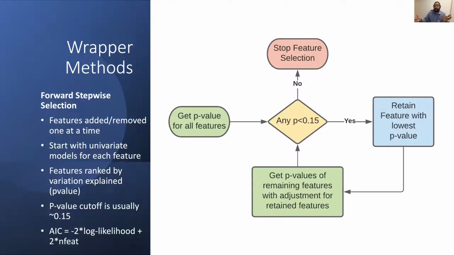Yeah, so the process, of course, can be done in reverse too. You could remove. It's functionally equivalent, right? You start off with all the values in the model and you remove them. And then, I mean, there's a ton of stepwise methods.